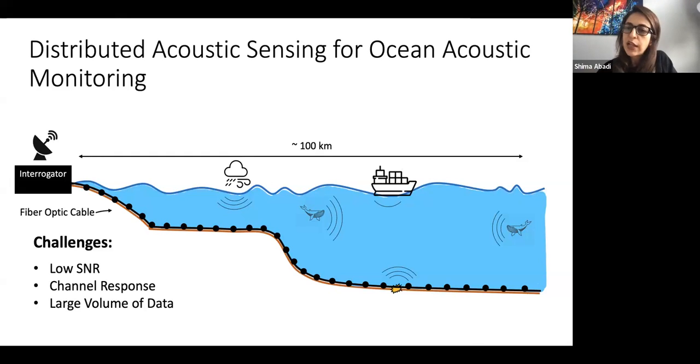And the last challenge is the main one. The main one is the large volume of data compared to the hydrophone. So we are not used to collecting terabytes of data, and our algorithms are not optimized for that. So we are still learning how to process the data.